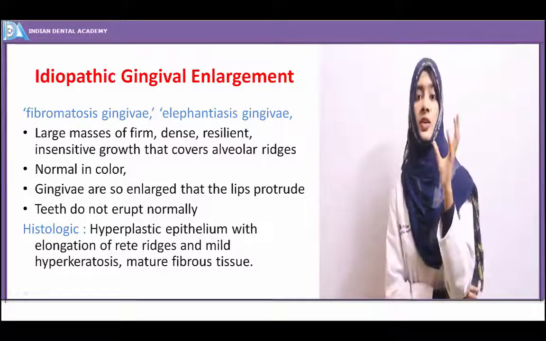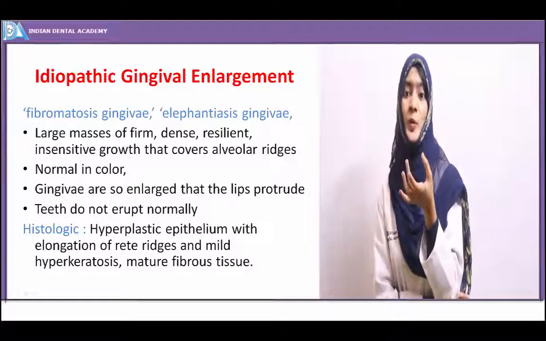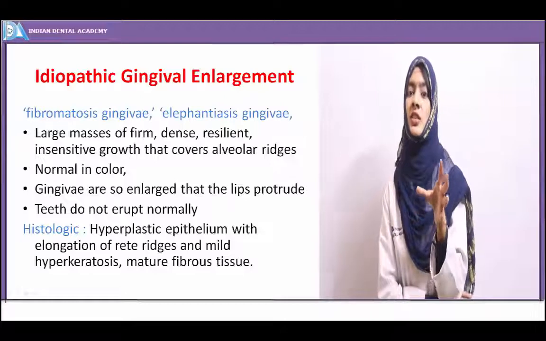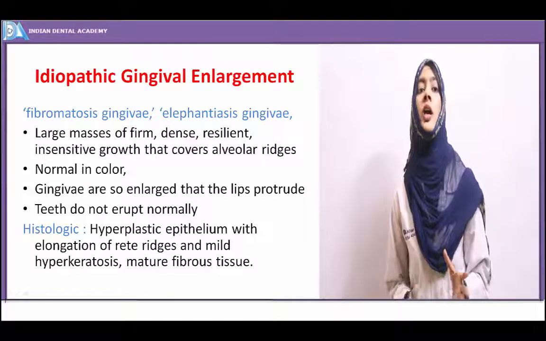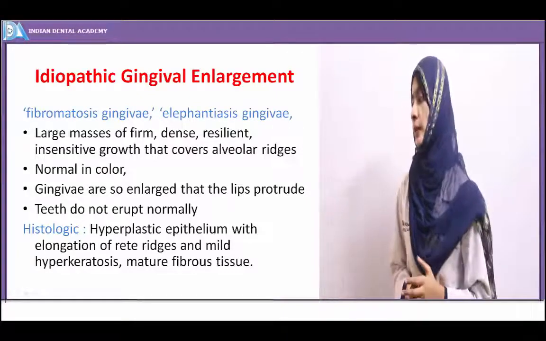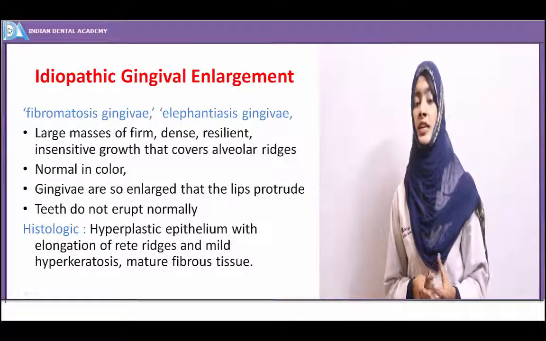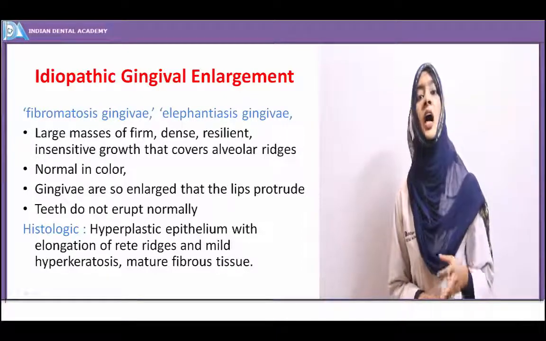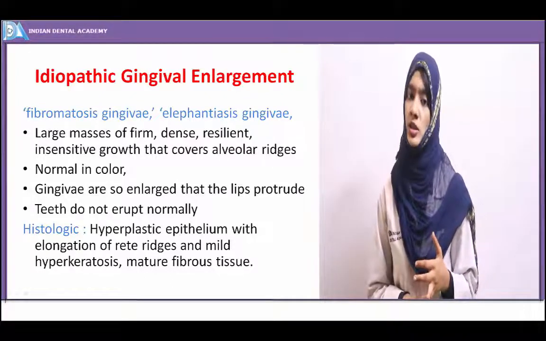In children, when the gingivae are so largely covered, the lips appear to be protruding, and the occlusal and incisal surfaces of the teeth are just covered by this fibrous overgrowth. Even a lot of teeth are unerupted, even the deciduous teeth are not erupted. Okay, when you see the microscopic picture of such an enlarged gingiva, it shows a hyperplastic epithelium with elongated rete pegs and hyperkeratosis, and in the connective tissue, abundant fibroblasts and mature fibrous connective tissue are a common finding.